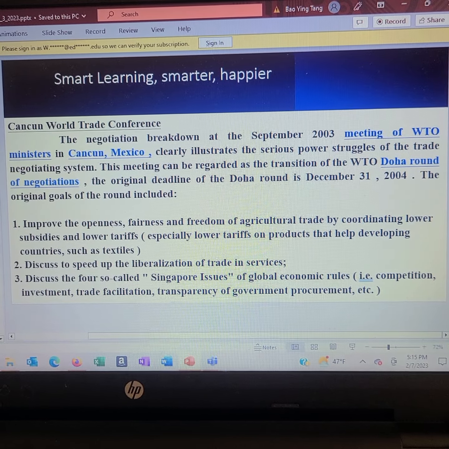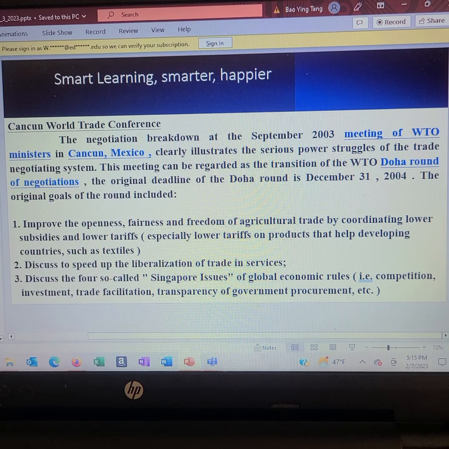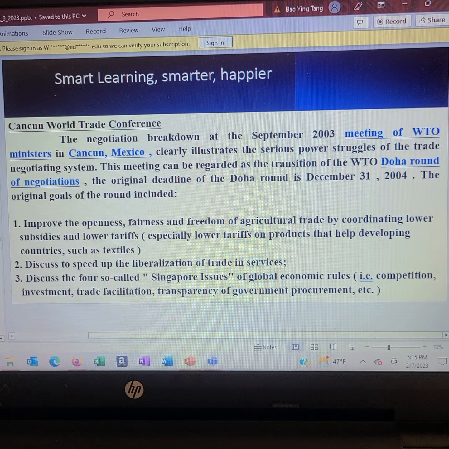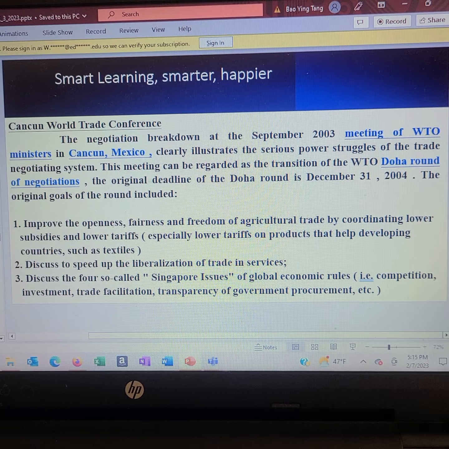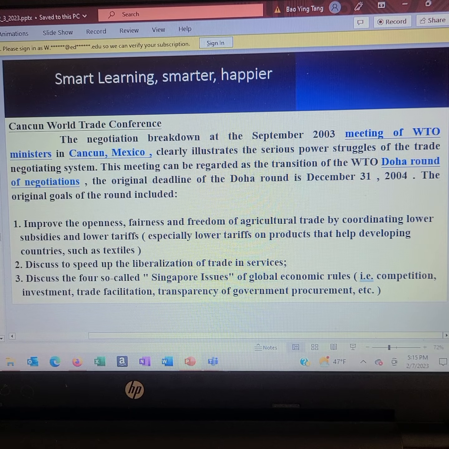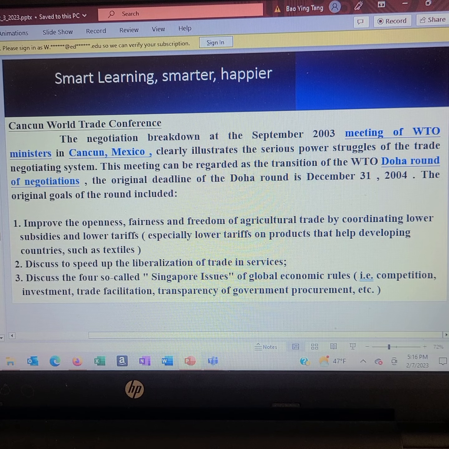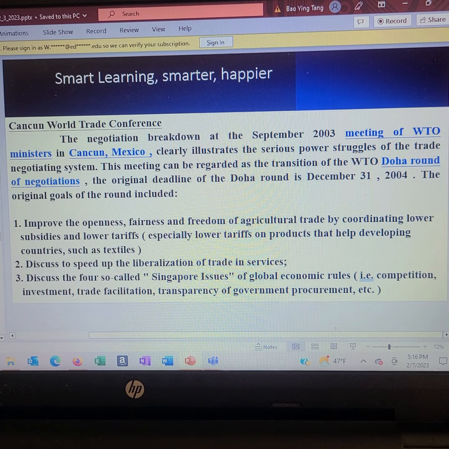Cancun World Trade Conference. The negotiation breakdown at the September 2003 meeting of WTO ministers in Cancun, Mexico, clearly illustrates the serious power struggles of the trade negotiating system. This meeting can be regarded as the transition of the WTO Doha round of negotiations. The original deadline of the Doha round was December 31st, 2004.